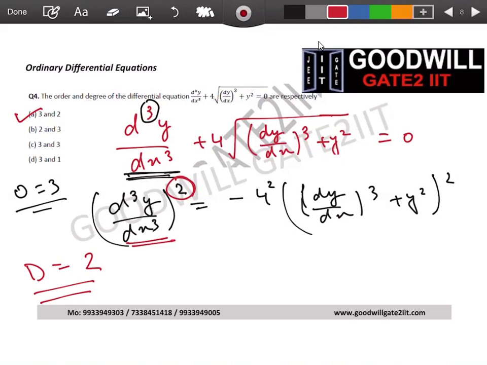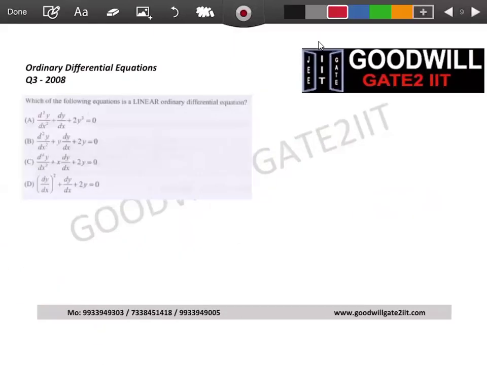Right? So order is 3 and degree is 2. I hope everybody is clear with this. Then, now, which of the following equations is a linear ordinary differential equation?